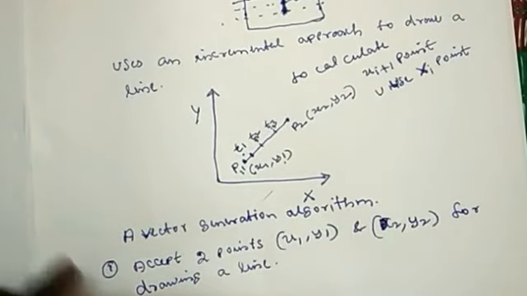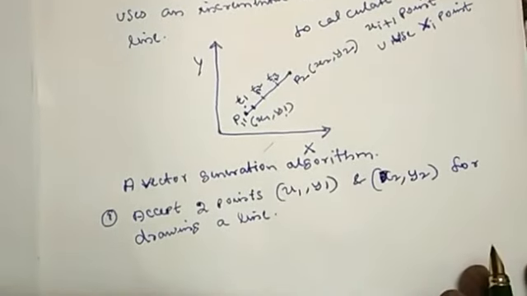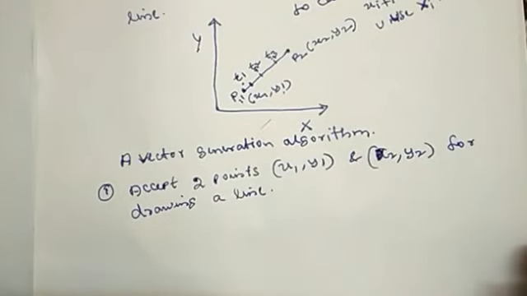Here x1, y1 is called the starting point of the line, and x2, y2 is called the ending point of the line. So the line starts at x1, y1 and ends at x2, y2.